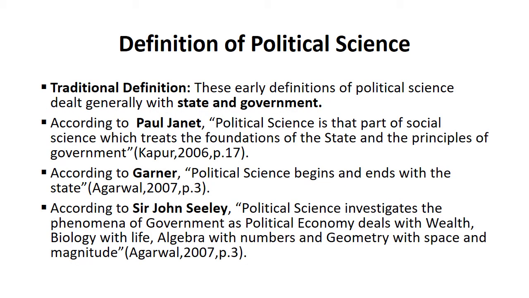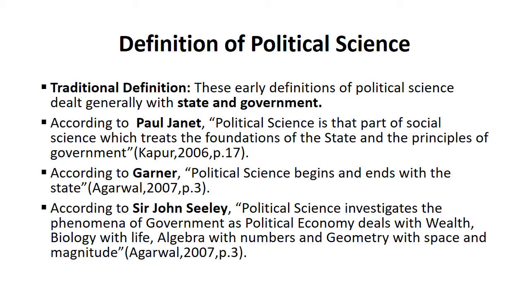So moving now, the thing that we talked about, the meaning of political science, I hope it's clear to you. Now, in this part of the presentation, we will talk about different definitions of political science. See, different definitions have been given by different political thinkers. These definitions have been divided into two parts. The first part is traditional definitions. I mean, there are some traditional definitions of political science, then there are some modern definitions.